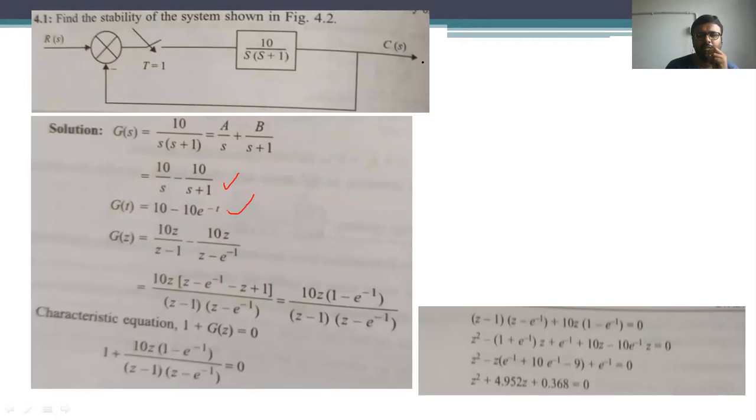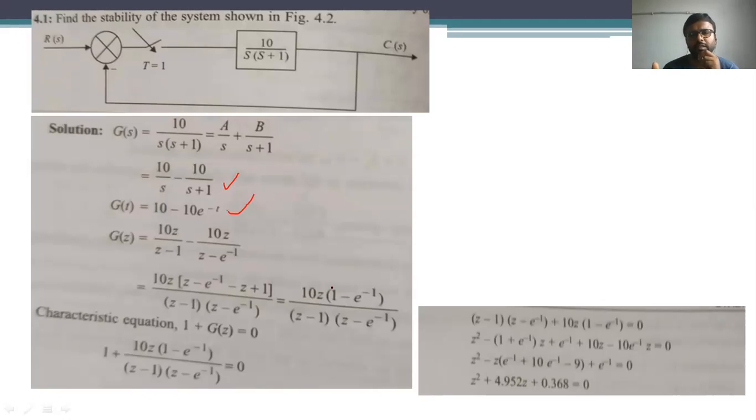that is g of z, can be taken as 10z into 1 minus e power minus 1 divided by z minus 1 into z minus e power minus 1. So the characteristic equation is nothing but 1 plus g of z is equal to 0. So this is the g of z value we have obtained using the partial fraction method.